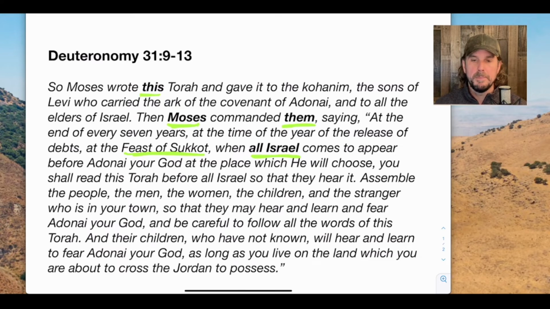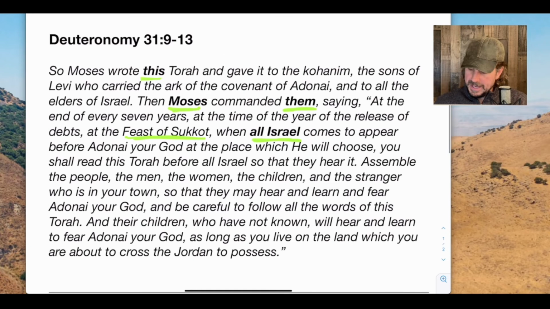Assemble the people, the men, the women, the children, and the stranger who is in your town, so that they may hear and learn and fear Adonai your God, and to be careful to follow all the words of this Torah.